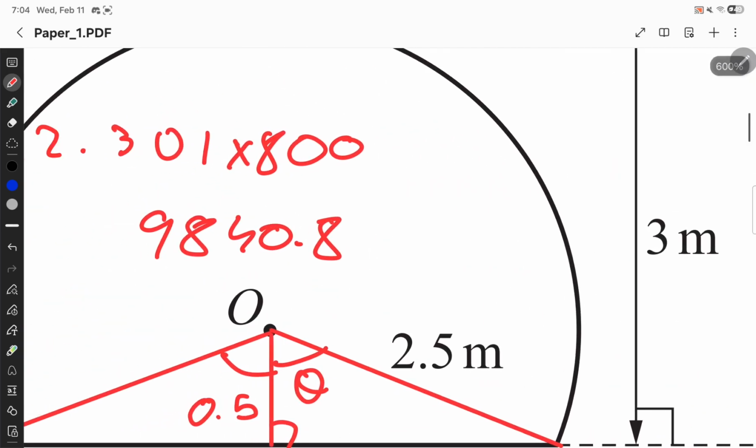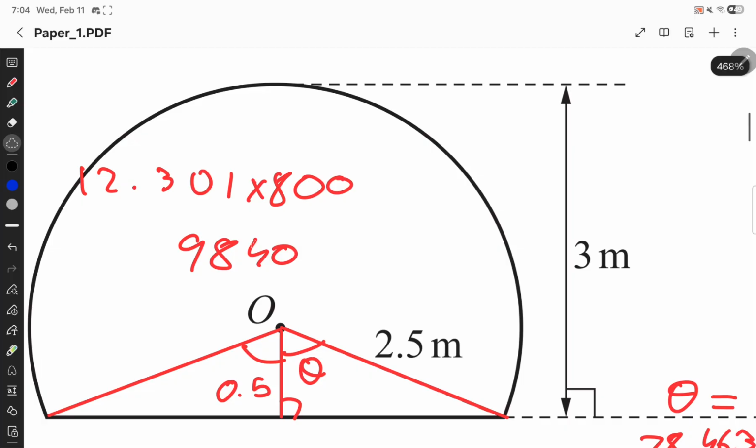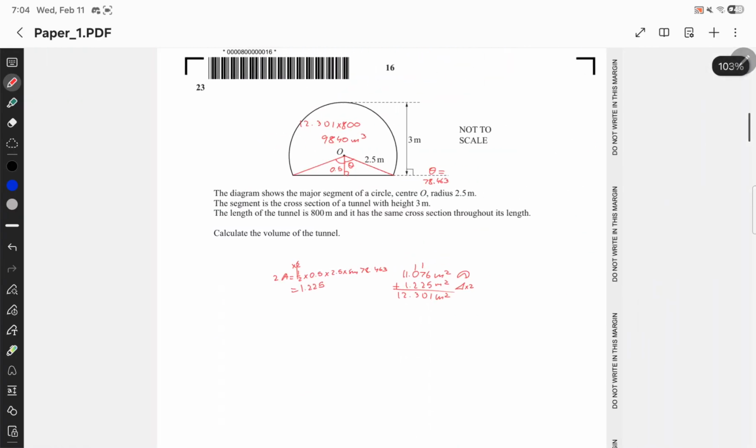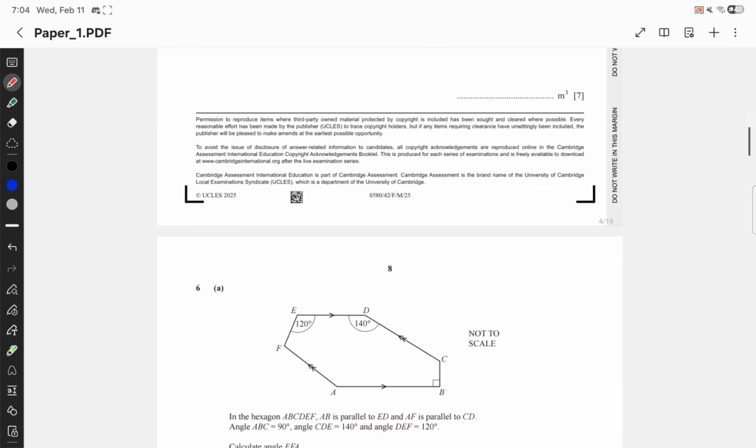And what does the intro page say? To round your answers to 3 significant figures. So we just rounded it and remove any other zeros in the decimal. So our final answer is the proper 9840 meters cubed. Okay, I hope you guys understood this. You can just rewind this section if you want.